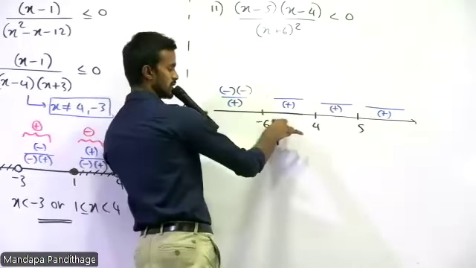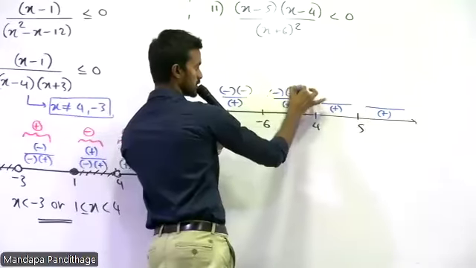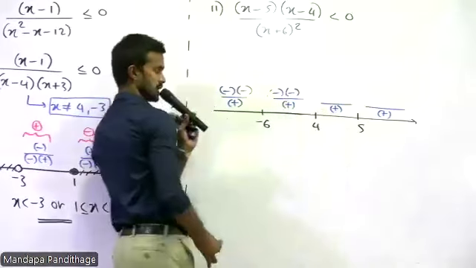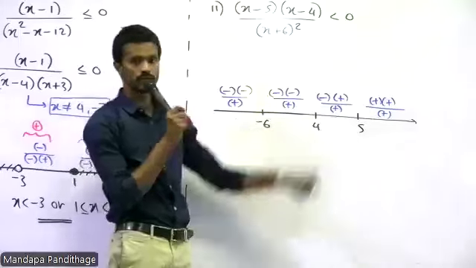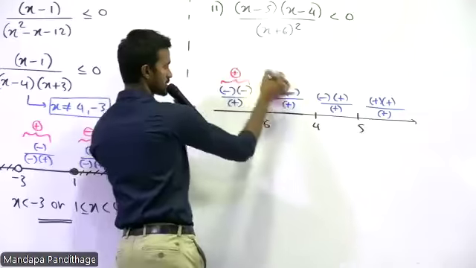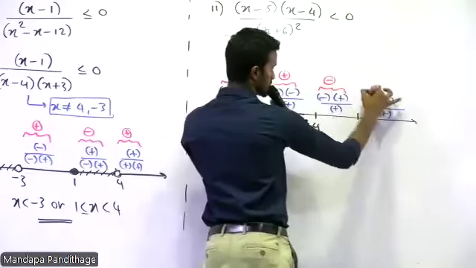So if I take a value in this region, let's go with 1. 1 minus 5 is minus, 1 minus 4 is minus. If I take 4.5, 4.5 minus 5 is minus, but 4.5 minus 4 is plus. And then this one, both are plus. Like you take 6, 7, 8, anything, it's plus, plus. So minus, minus is plus; minus, plus is minus; and plus, plus is plus.